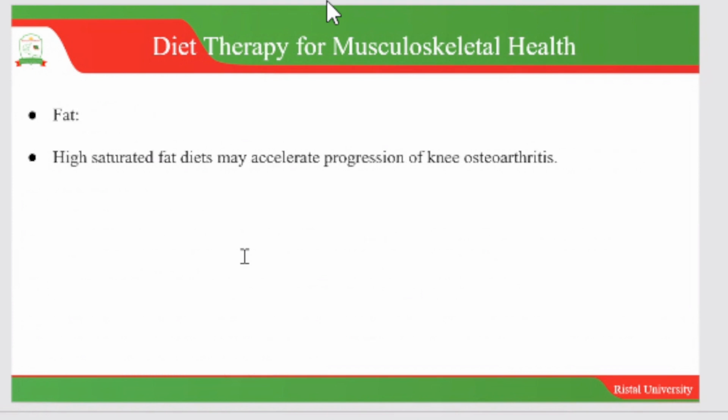Things to do with fat: high saturated fat diets may accelerate progression of knee osteoarthritis. But remember, omega-3 fatty acids, olive oil, and also the oils found in fish help to reduce inflammation. Coupled with seeking medical help and treatment and also physical activity, we could at least try as much as possible to bring the people suffering from this back to optimum health.